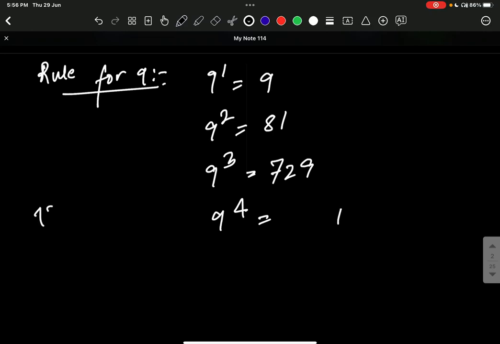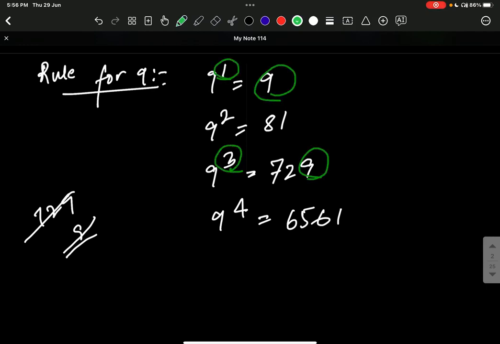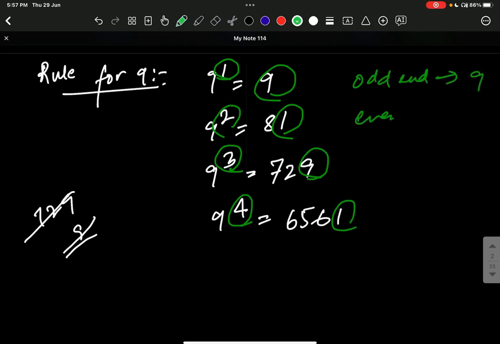9 raised to the power 4 is 6561. What is it? 729 into 9. 9 9s are 81, then 6, then 5, 6. Yes, this is 6, 5, 6, 1. Okay. So what do we analyze from here? We analyze that if the power of 9 is odd, then the number is ending with 9 itself. But if it is even, then the number is ending with 1. So if there is an odd power, then it is 9 itself, and if there is an even power, then it is 1. Yes or no?